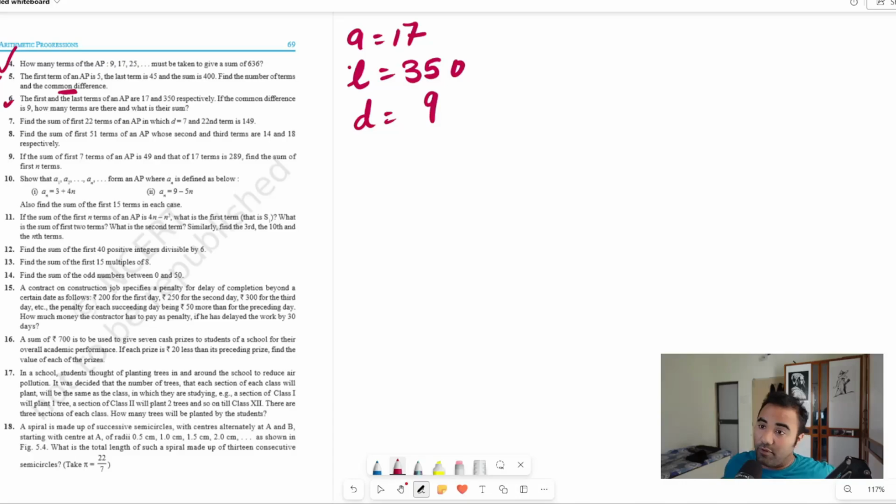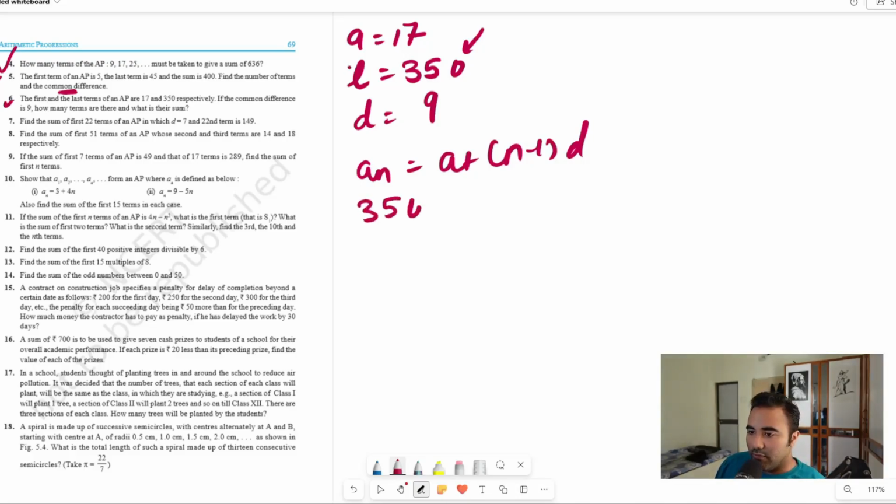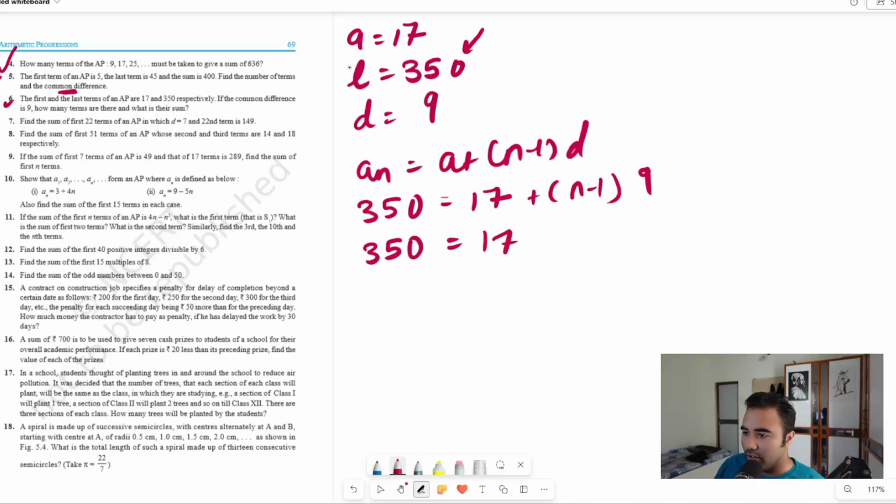So if I know the last term, can I find the position of that number? Absolutely yes. So an is equal to a plus n minus 1 d. We know the last term, 350, we know the first term, 17. We don't know the number of terms, but we know d. 350 is equal to 17 plus 9n minus 9. So far so good.